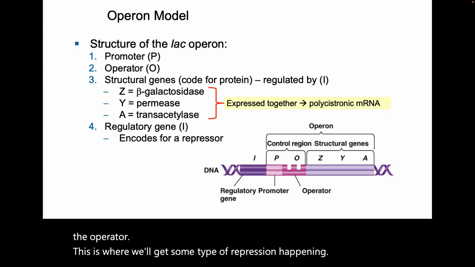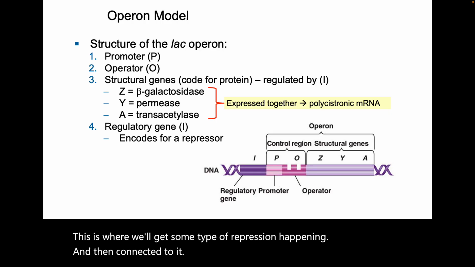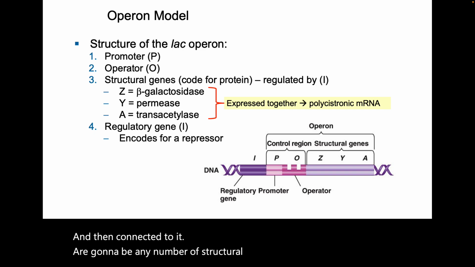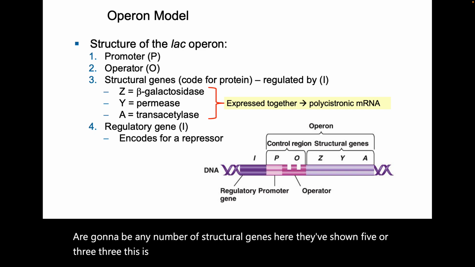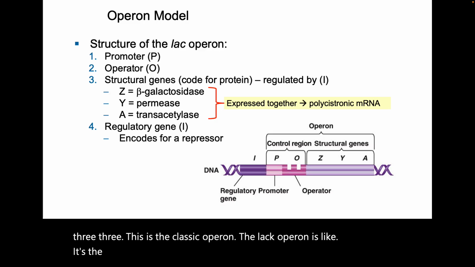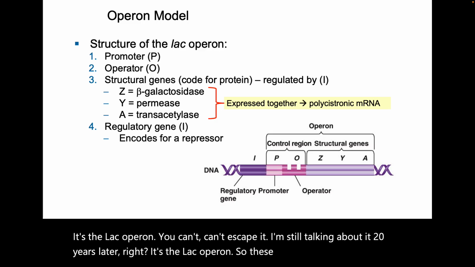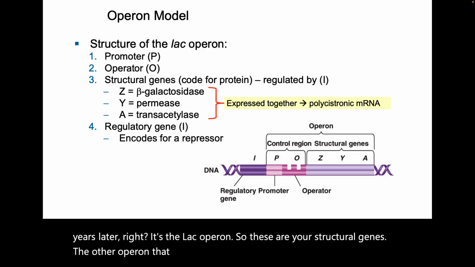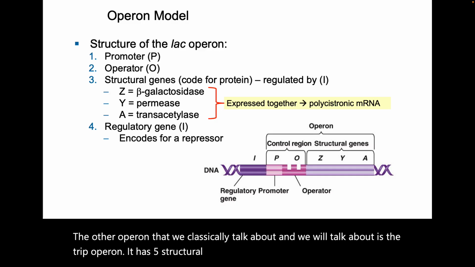And then connected to it are going to be any number of structural genes. Here they've shown 5 or 3. This is the classic operon. The Lac Operon, it's the Lac Operon. You can't escape it. I'm still talking about it 20 years later. Right? It's the Lac Operon. So these are your structural genes. The other operon that we classically talk about, and we will talk about, is the Trp Operon. It has 5 structural genes, whatever, 3, 5, doesn't matter. Okay.